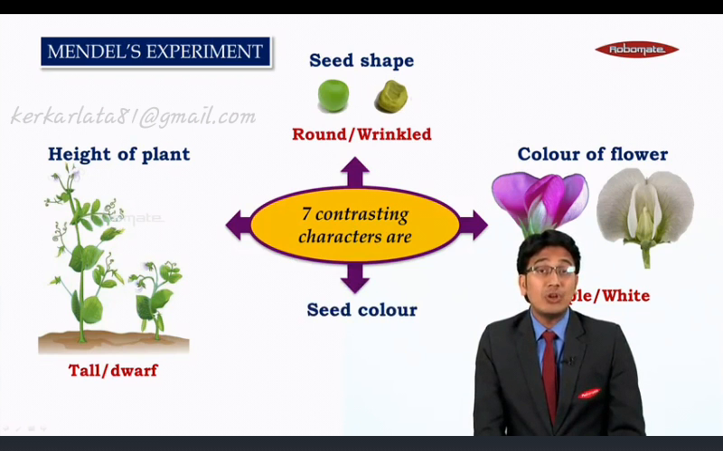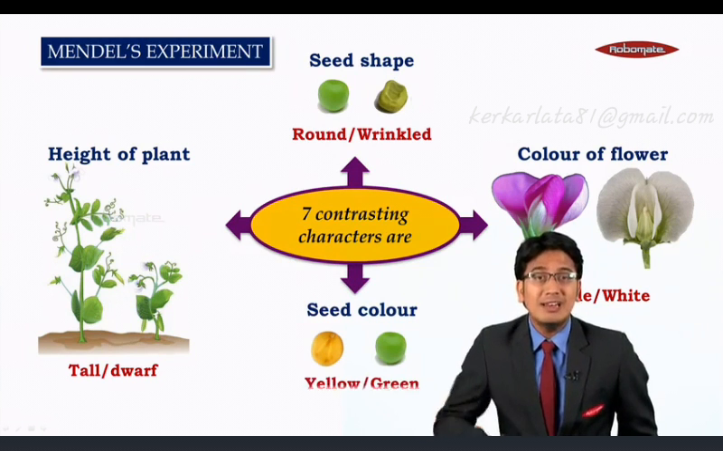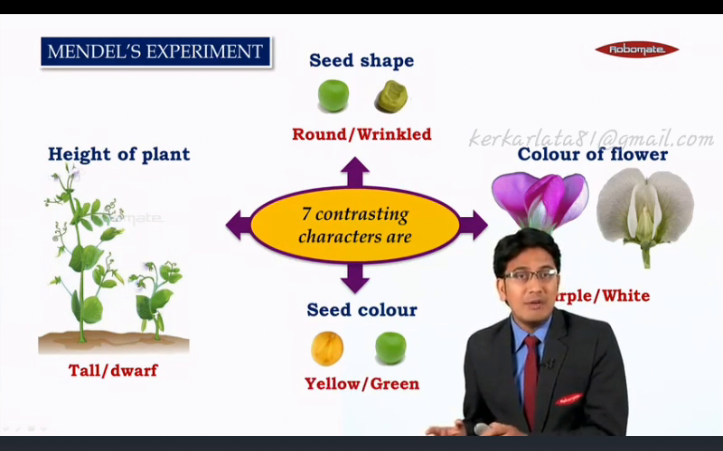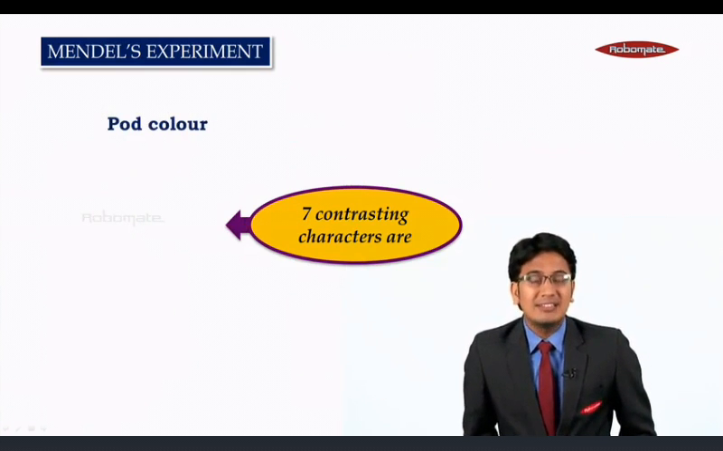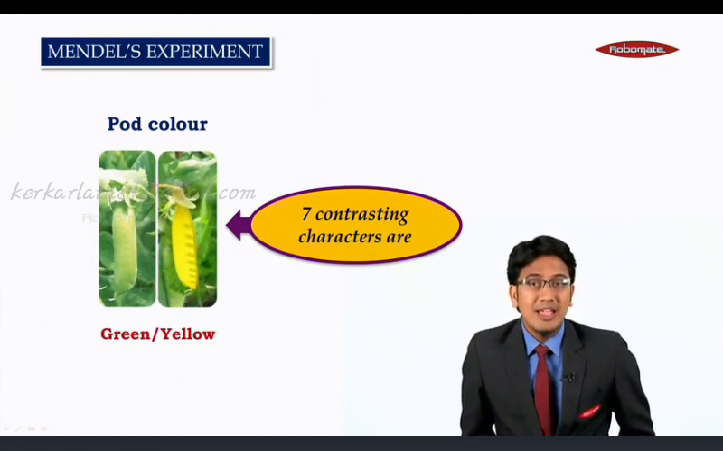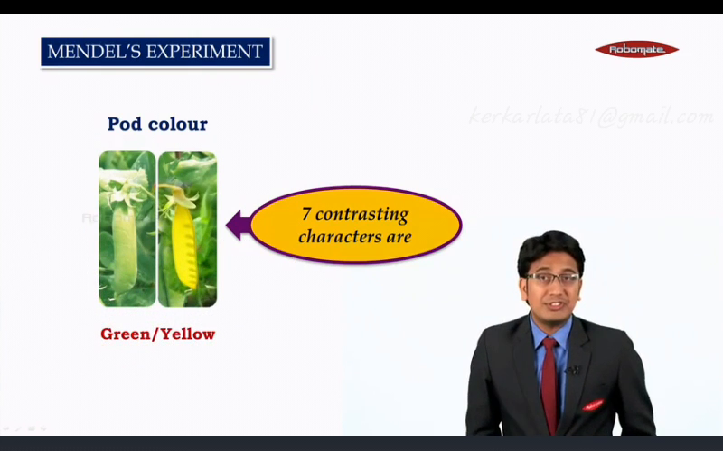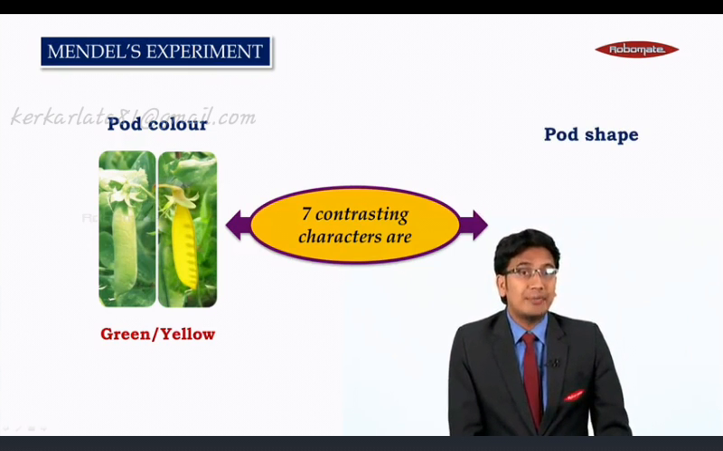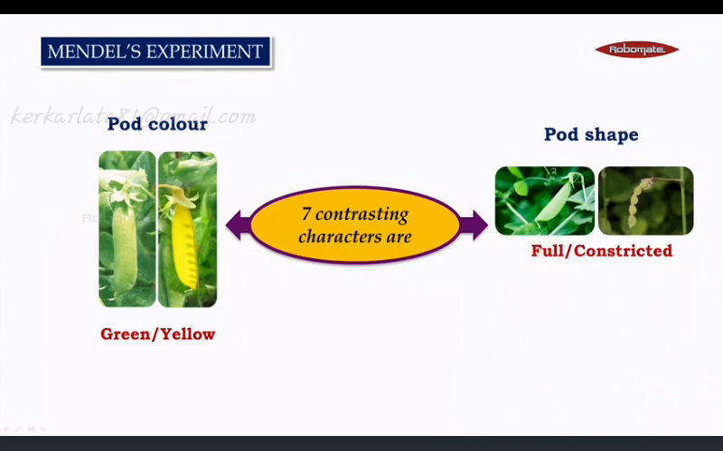The fourth one, he saw the seed color. He saw some peas were yellow, but some peas were green. He again noted down the yellow color pea and the green color pea. He moved on and saw there is a difference in the pod color, the covering of the peas. He saw there are green pods and there are yellow pods. And then the 6th character he took was pod shape. He looked at the shape of these coverings. He saw some pods are full, but some pods are constricted.